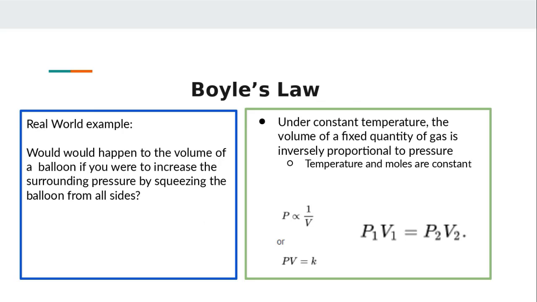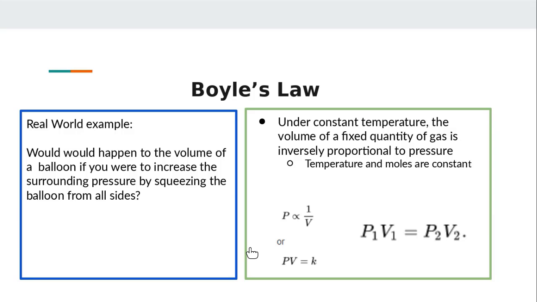All right, so Boyle's law. I find that the easiest way to really understand these laws is to look at real world examples. So I have one for Boyle's law right here. What would happen to the volume of a balloon if you were to increase the surrounding pressure by squeezing the balloon from all sides? So basically you have a balloon, you're squeezing it from all sides for whatever reason, what would happen to the volume? Would it increase? Would it decrease? Yeah, the volume would decrease, right?